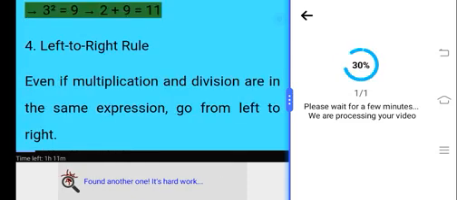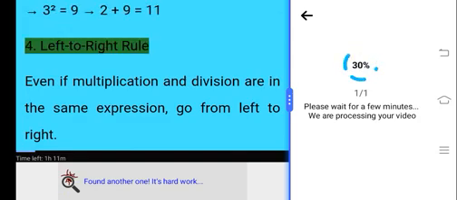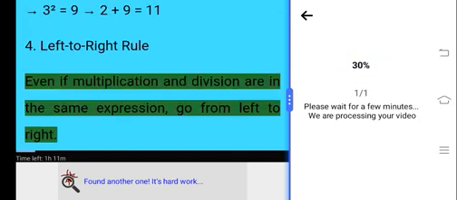3 squared equals 9, then 2 plus 9 equals 11. Rule 4: Left to right rule. Even if multiplication and division are in the same expression, go from left to right.